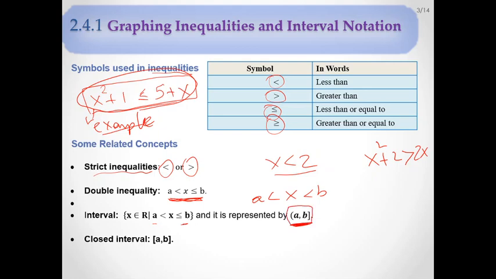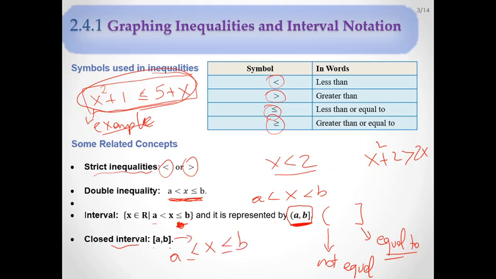And you see, if there's an equal to case, we put this bracket. If you use this one, no, not equal, so it's a strict inequality. If they're both equal to, we say this is a closed interval. So it's basically x is bigger than or equal to a and x is less than or equal to b.